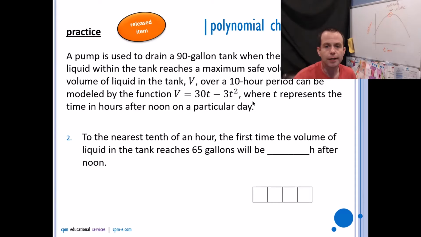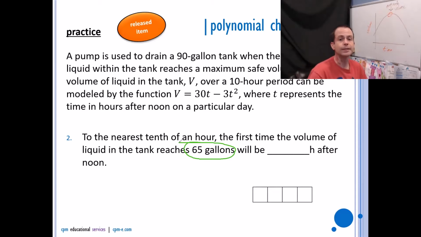Awesome. All right, so then to the nearest tenth of an hour, the first time the volume of liquid would reach 65 gallons. So again, you're asking yourself, okay, is 65 gallons a T or a V? Is that a time frame or is that a volume? Okay, and it's a volume. So that means you are being given a Y value and you are asked to solve for an X value.